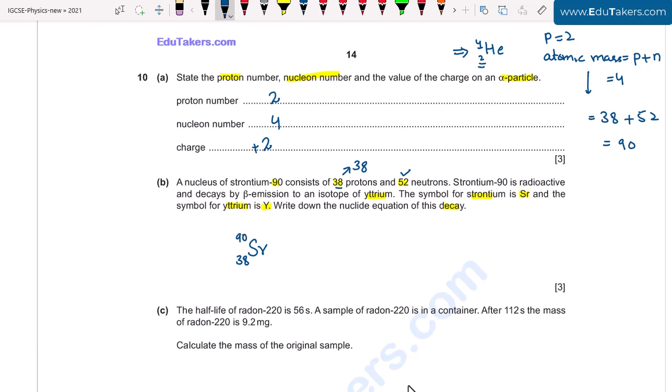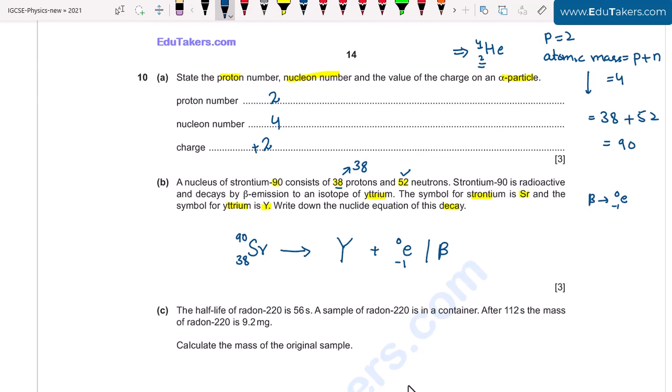It is a radioactive element and decays by beta emission. Beta particles are just like electrons. So I write here, it emits electron 0 minus 1, or it is beta particle, and it changes into another particle which is yttrium, and its symbol is Y. We have to tell what is the atomic number and mass number of Y.